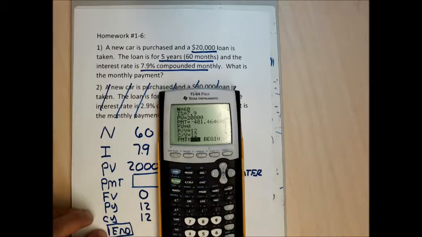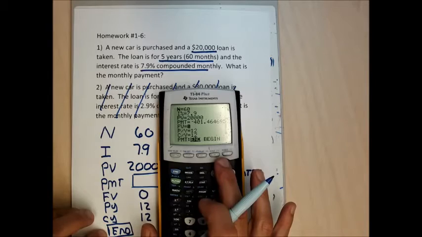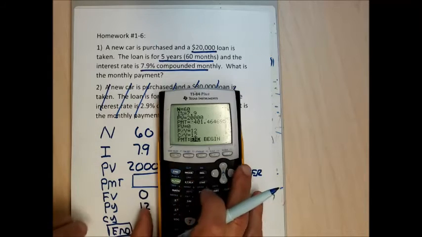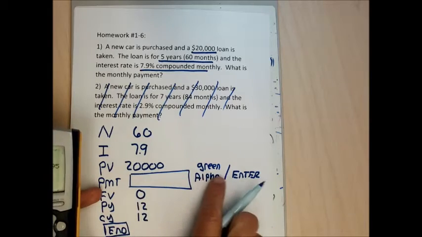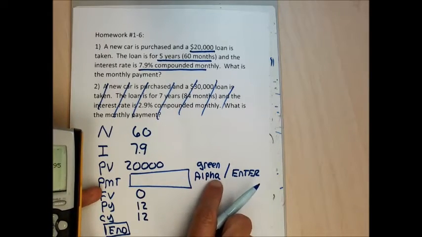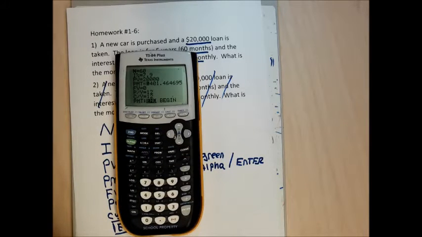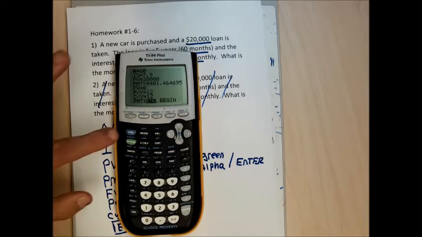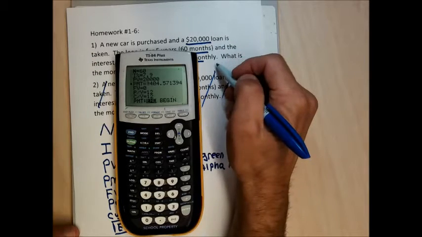I'm going to make sure the PMT is empty. Once I have all those in, I scroll up and I get my cursor flashing on the PMT. Once my cursor is flashing on the PMT, I'm going to hit the green alpha button followed by the enter key. And it's going to change the PMT to the answer to this question once I round to 2 decimals. So now green alpha button followed by enter, round to 2 decimals.